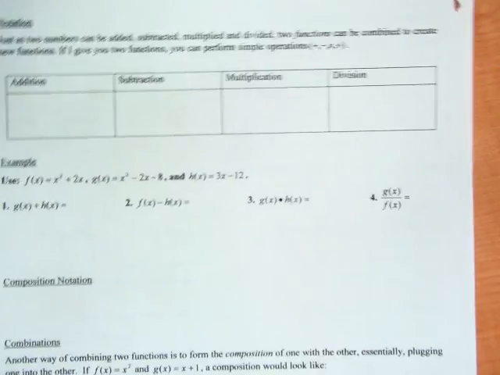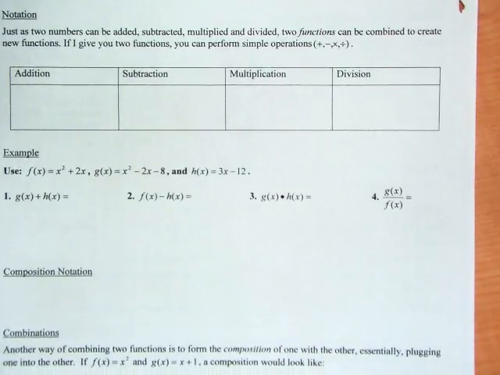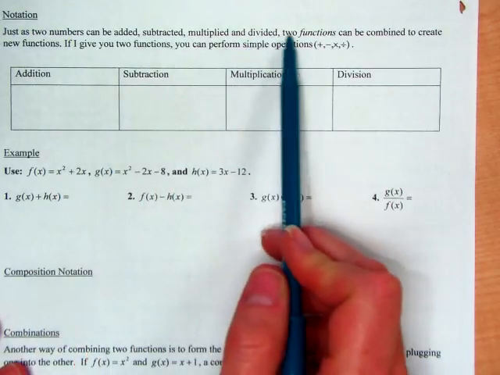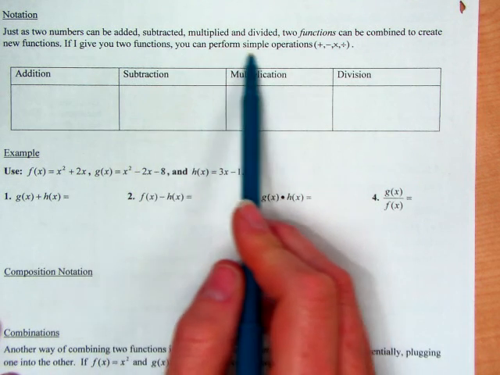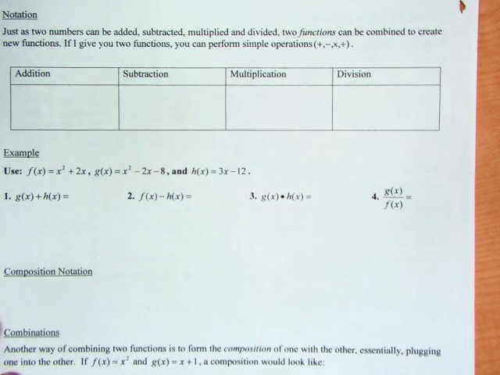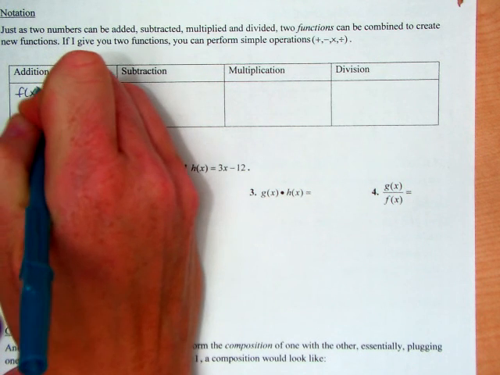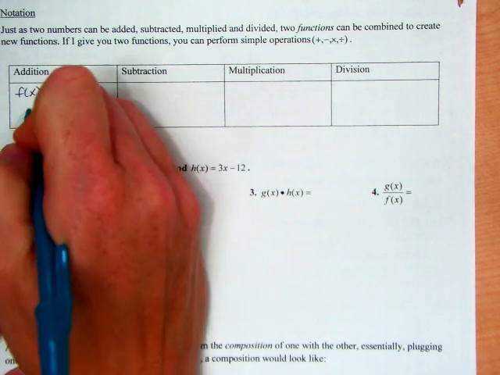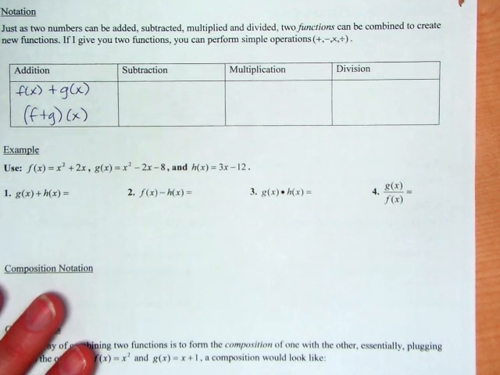Moving on, with a little bit of notation as far as our compositions or our adding and subtracting are going to go. So just as two numbers can be added, subtracted, multiplied, and divided, two functions can do the same thing. So if I give you two functions, you can do all four operations on them. And what addition would look like is you would just take the two functions and add them together. Another way to write that is to say f plus g and then of x.